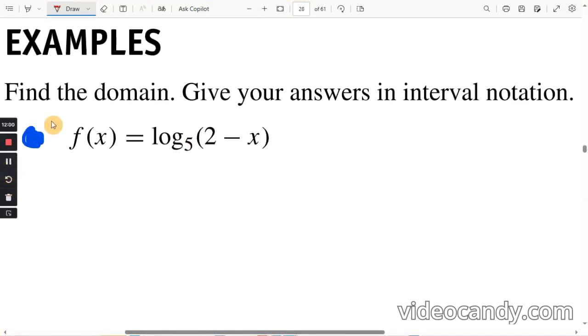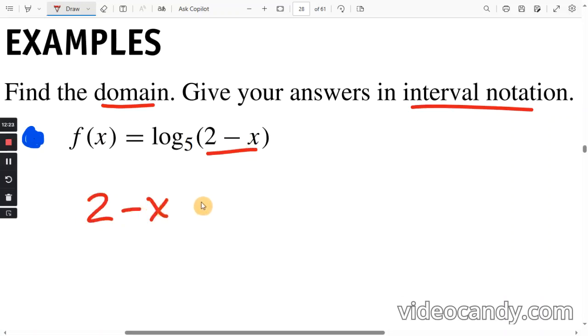All right, try this one here. Find the domain and give your answer in interval notation. You want to remember that the argument that you're taking the log of has to be greater than 0. Log base 5, it doesn't matter the base on the log. The argument, the thing you're taking the log of, must be greater than 0. So 2 minus x is greater than 0. And I'll do plus x on both sides.